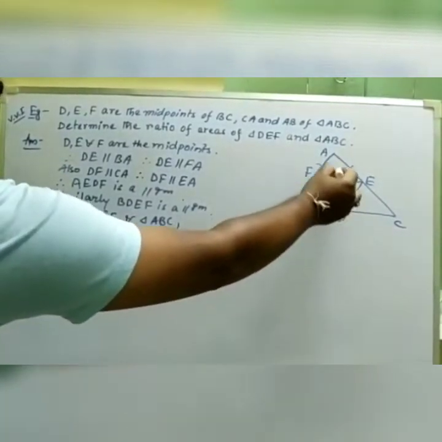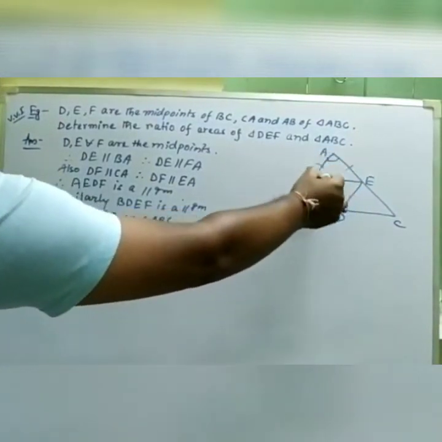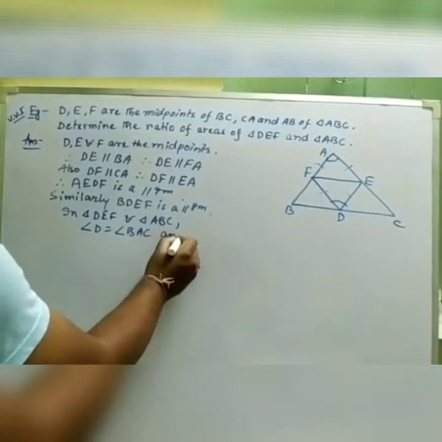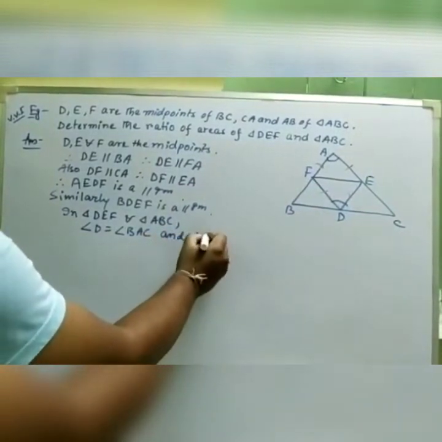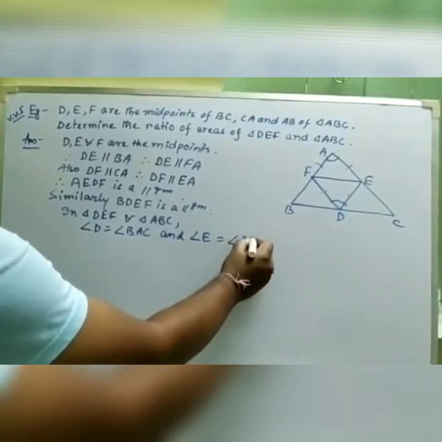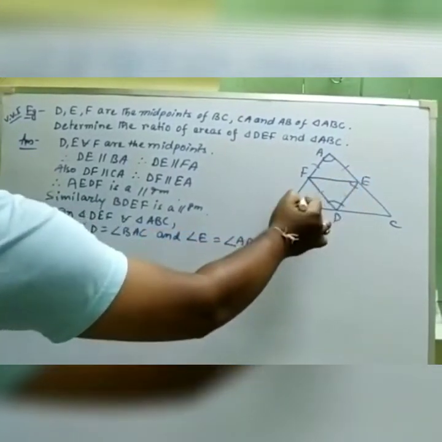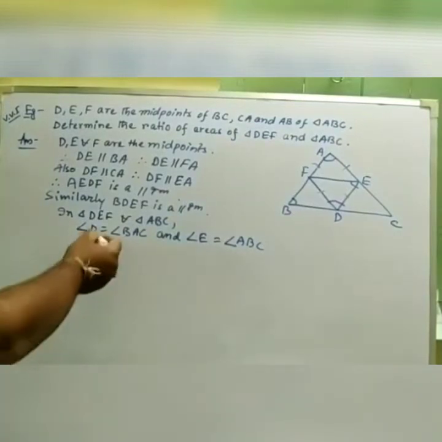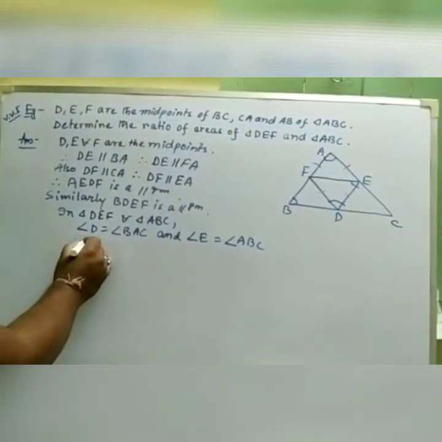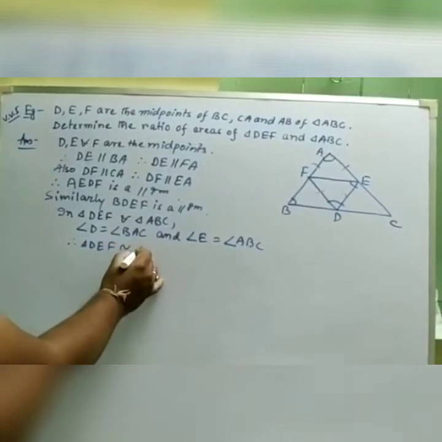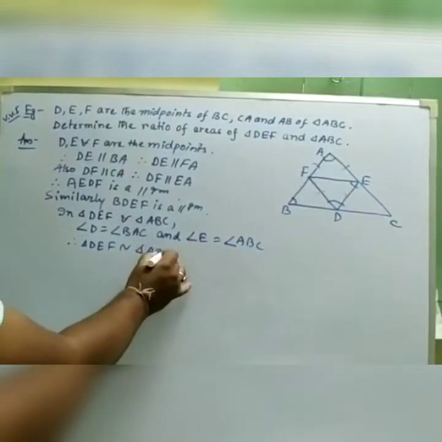Because angle D and angle BAC, this is a parallelogram, so opposite angles of a parallelogram are equal, and we also have angle E equals angle ABC. This angle and this angle will be equal because BDEF is a parallelogram, so opposite angles are also equal. So we got the angle property. Therefore, triangle DEF is similar to triangle ABC.